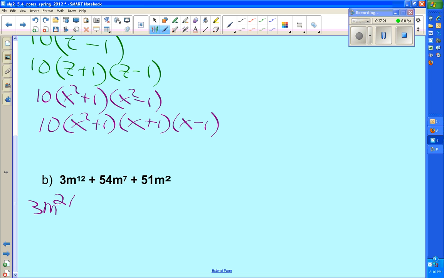And if you do that, you'll be left with m to the, careful now, 10. Plus 18, m to the 5th, plus 17.